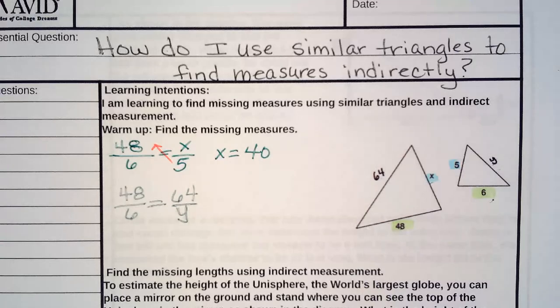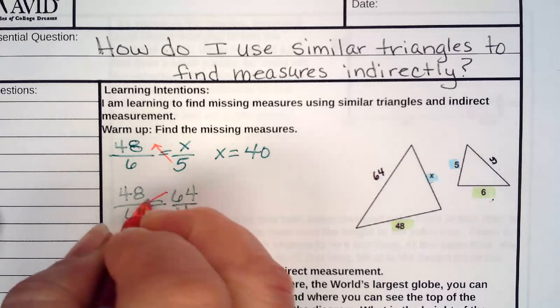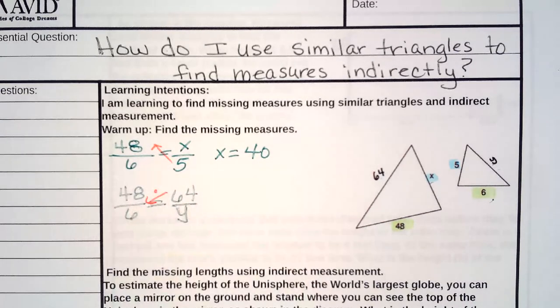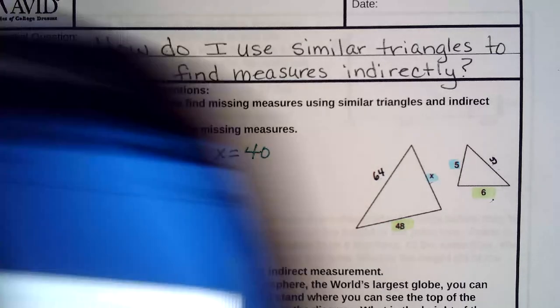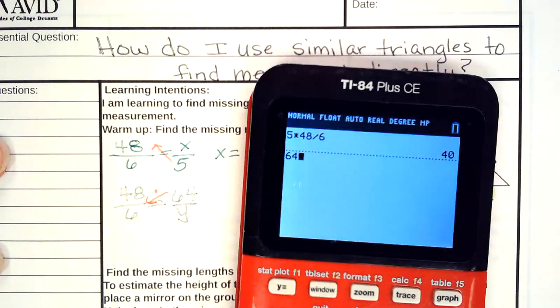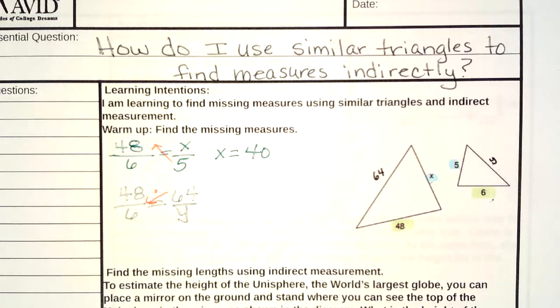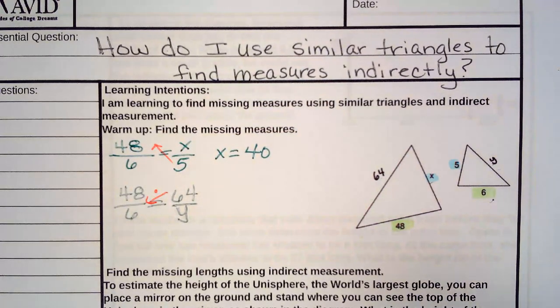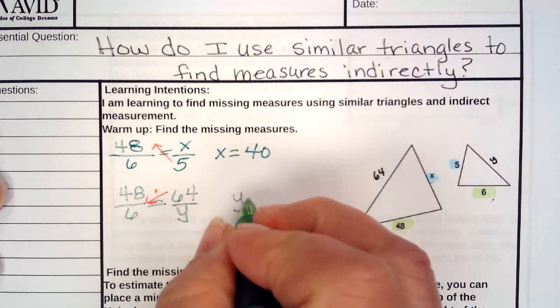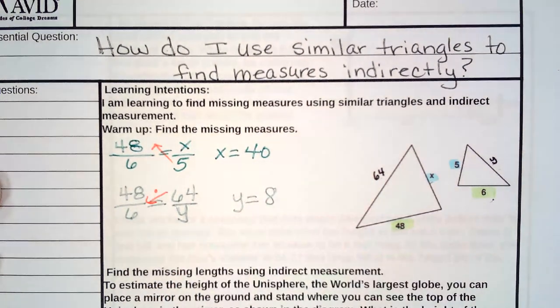Remember, we always start out multiplying. Multiply at that diagonal. Then divide. 64 times 6 divided by 48. And you get 8. Okay, any questions?